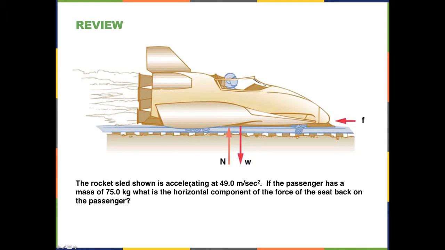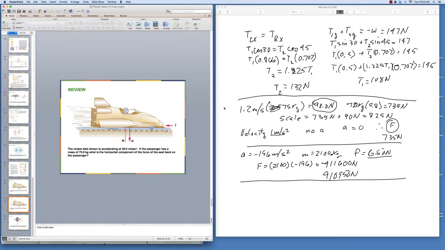The person is accelerating, and the sled is accelerating at 49 meters per second squared, and the person is accelerating at 49 meters per second squared. And that's what's important, because the force that's accelerating him is what's pushing on the seat back, and so that's what he's going to feel. So let's take a look at what that means.